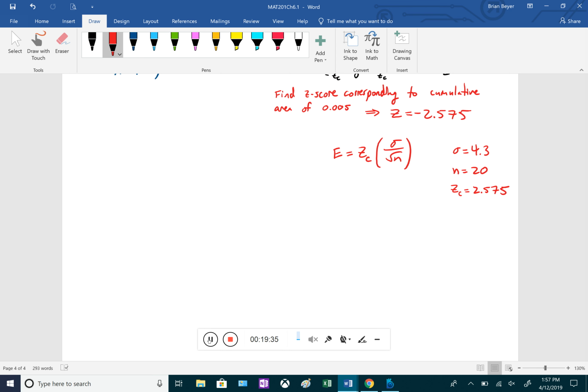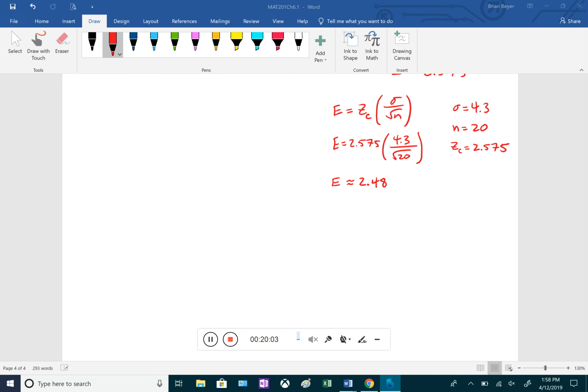Okay, so plugging this in, finding that margin of error. Once we have this, that's pretty much the hard part. So it's going to be 2.575 times 4.3 over the square root of 20. Plugging this in the calculator, we should end up getting about 2.48. So that is the margin of error. That's the hard part here.